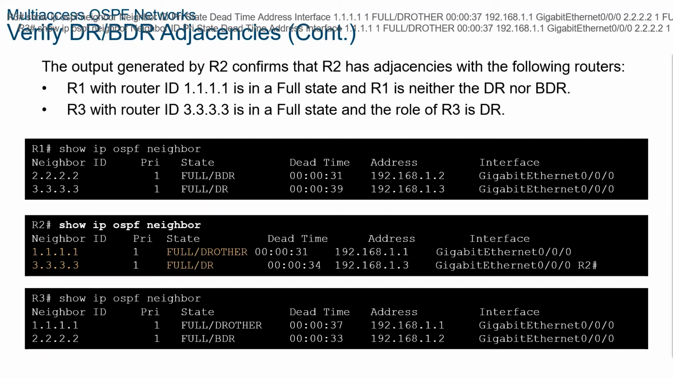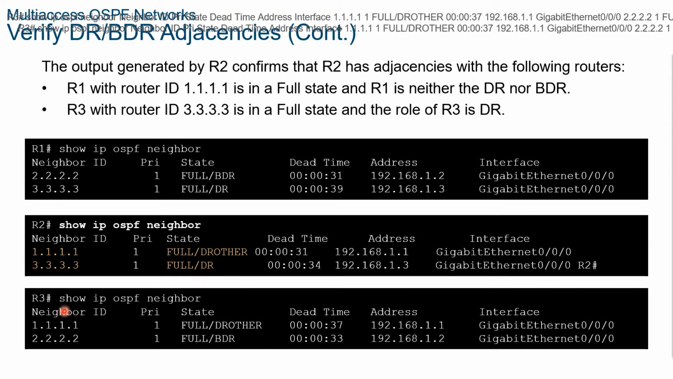Okay, now let us also evaluate the adjacencies on R2. Okay, so show IP OSPF neighbor. As you can see here, R1 with router ID 1.1.1.1 is in full state, and R1 is neither DR nor BDR. So take note that R1 is a DROTHER, right? Okay. So next, R3 with router ID 3.3.3.3 is in full state, and the role of R3 is DR.